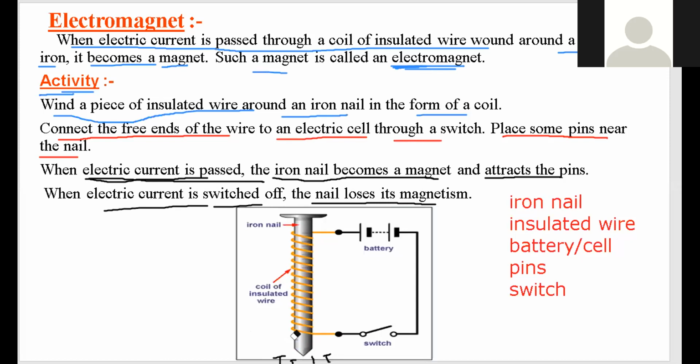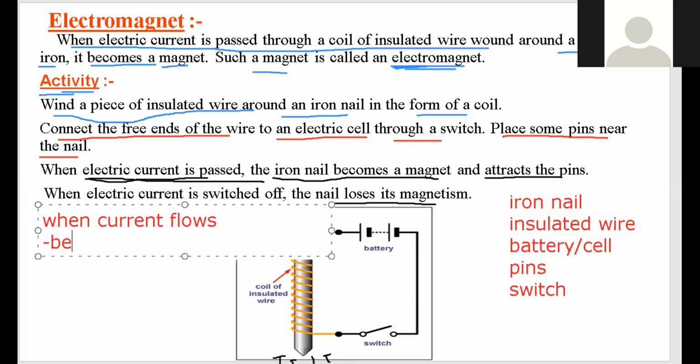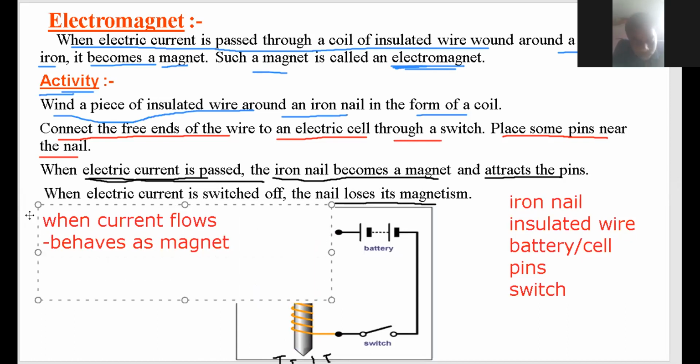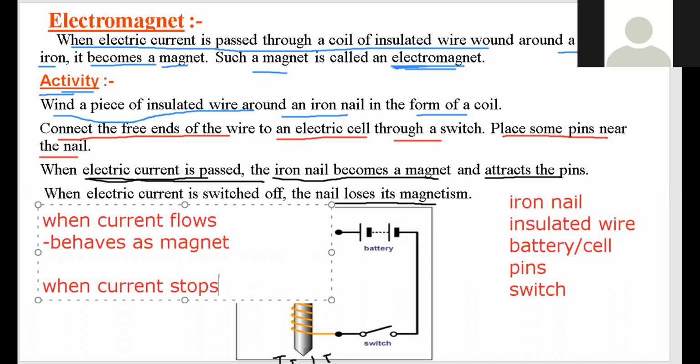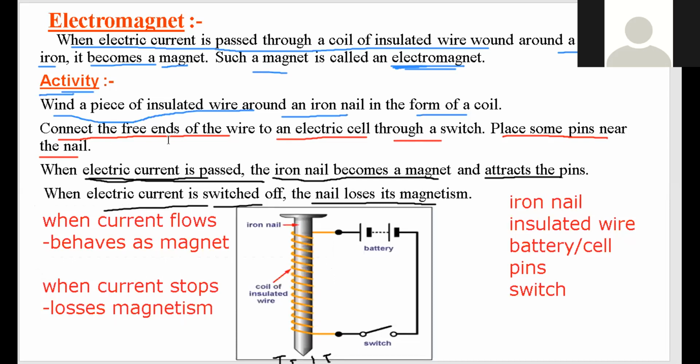Okay, understood? So what we can conclude is that when current flows, it behaves as a magnet. And second, when current stops, then it loses magnetism. Means it doesn't attract the magnetic particles anymore, right? So this is what we can understand and conclude from this activity.